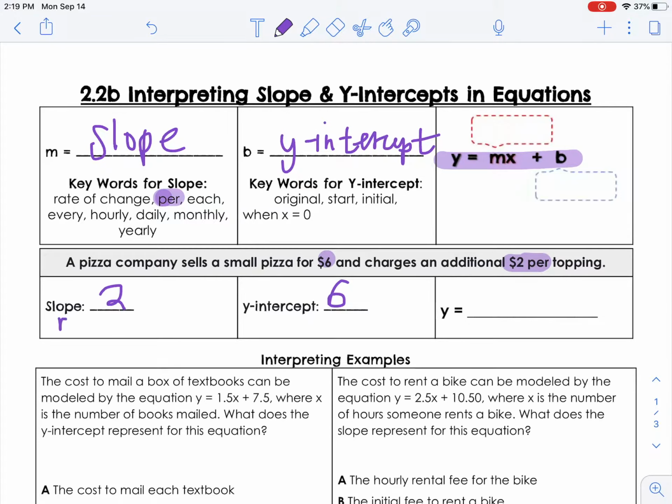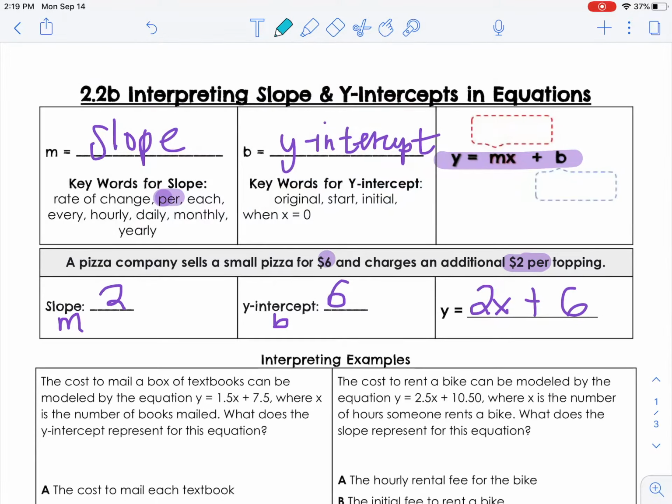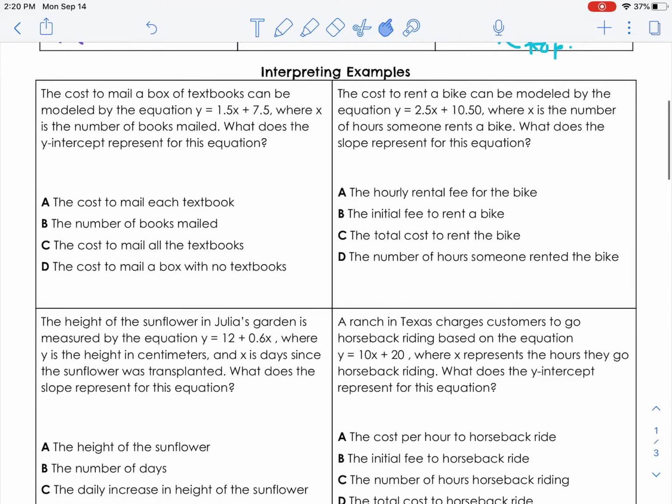So if we're going to write our equation, remember slope is the m, y-intercept is the b, so we're going to write it y equals 2x plus 6. And then just on a little bit of a side note, the value that you would pay for the entire pizza with all your toppings would be the y value, not the y-intercept, but the y value. And then the x value here, the x would represent the number of toppings that you would get. That would be the toppings. All right, so we'll move on to some examples.